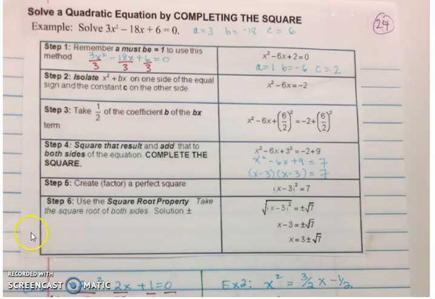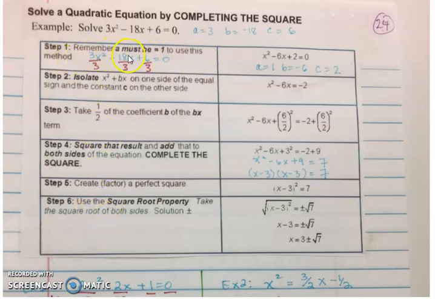And so the example that we have here, we are going to be solving a quadratic equation by completing the square. The example we're given is to solve 3x squared minus 18x plus 6 is equal to 0. You could very easily solve this by factoring. You could pull out a 3 as a GCF and then solve the inside of that with the cross method or tic-tac-toe, whatever you choose to use. That would work here. But we're going to solve this one by completing the square. And so we're going to have these 6 steps that we're going to follow.